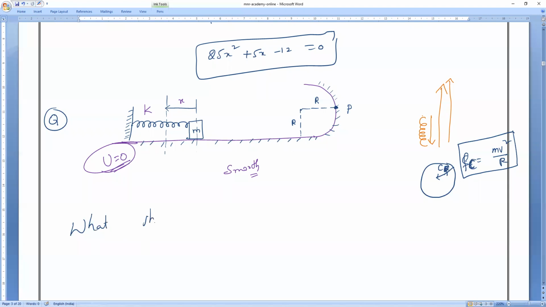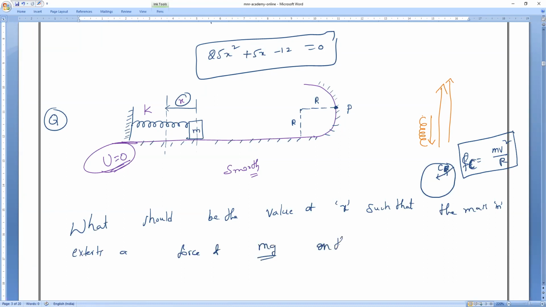What should be the value of x? This x. Understanding, everybody? The value of x, such that how much you have to compress it, such that the mass m exerts a force of mg on the curved surface at point P. Curved surface at point P. Is it okay, everybody? Do you all understand what I'm saying?